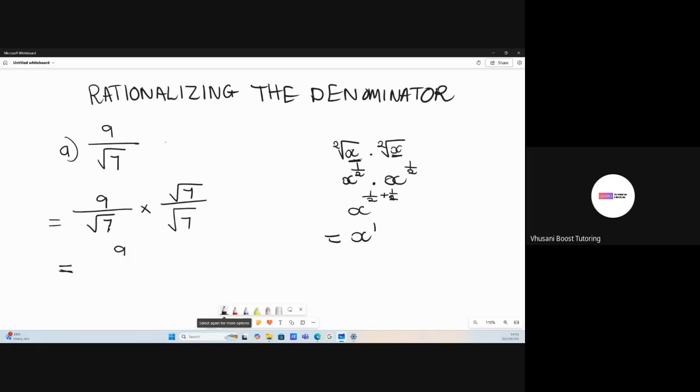So we have 9 times square root of 7. Remember, in the numerators we multiply each other, and the denominators will also multiply with each other. So we have square root of 7 multiplied by square root of 7. This will just give us a 7, and we are done. All right.